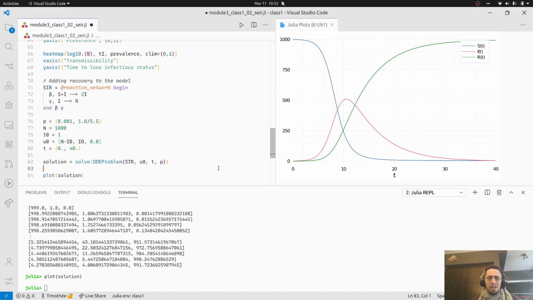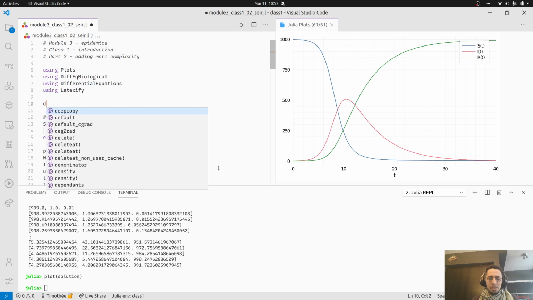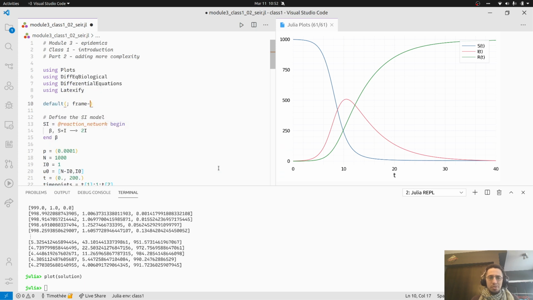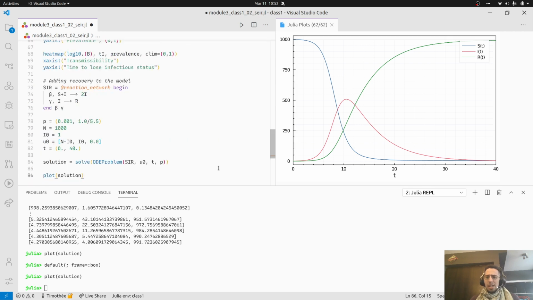So, sorry, I'm just going to do something, which is default frame equals box. I feel much better.